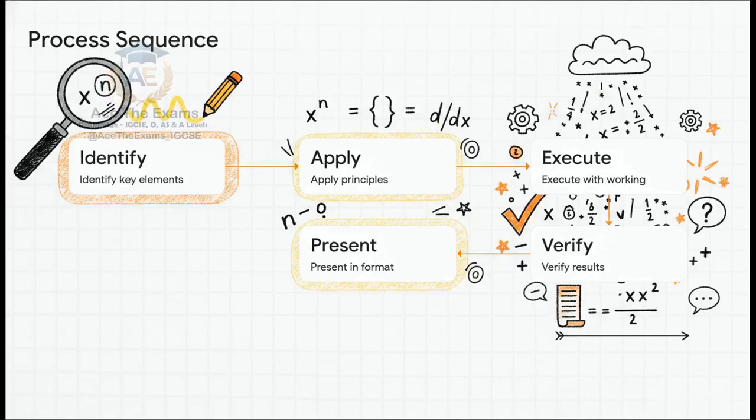Step 1. Identify key elements. They use a clean mental highlighter to peel back the filler text, isolating the exact mathematical function to be differentiated. Step 2. Apply relevant principles. Alex systematically asks, will we need the standard power rule here, or are there nested functions requiring the chain rule?